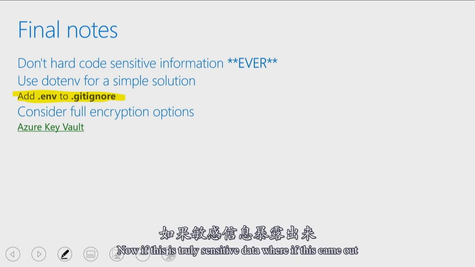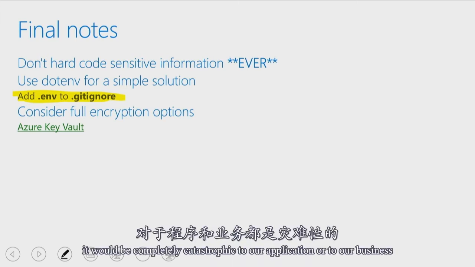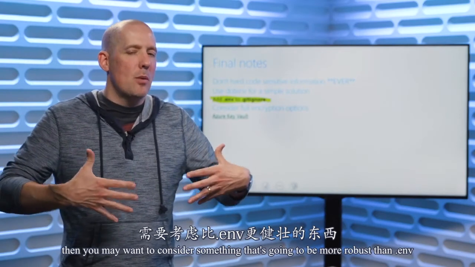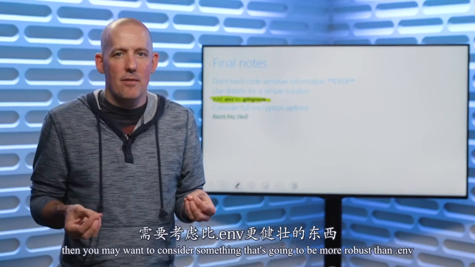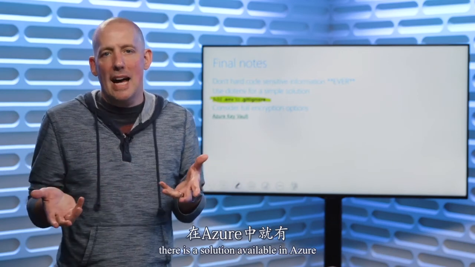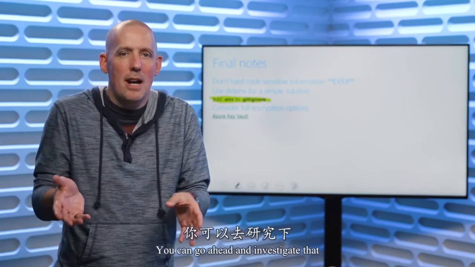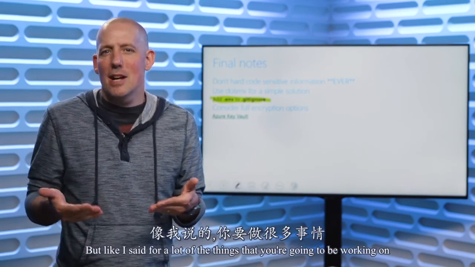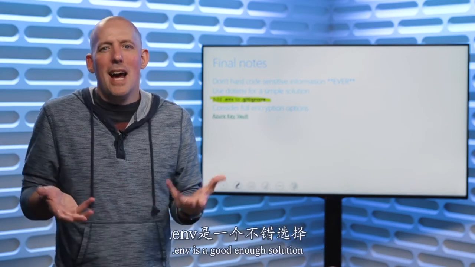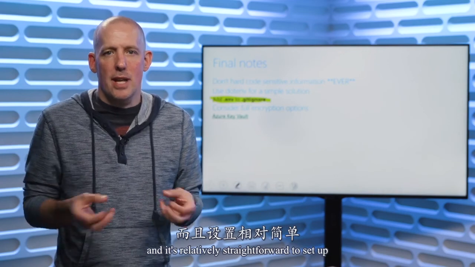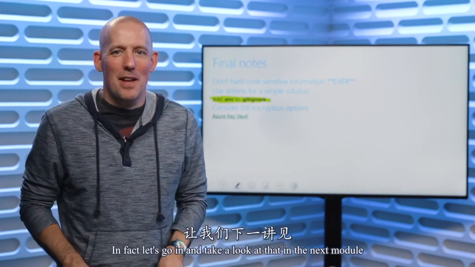Now, if this is truly sensitive data, where if this came out, it would be completely catastrophic to our application or to our business, then you may want to consider something that's more robust than .env. There is a solution available in Azure called Azure Key Vault that you can go ahead and check out and investigate. But like I said, for a lot of the things that you're going to be working on, .env is a good enough solution, and it's relatively straightforward to set up. In fact, let's go in and take a look at that in the next module.